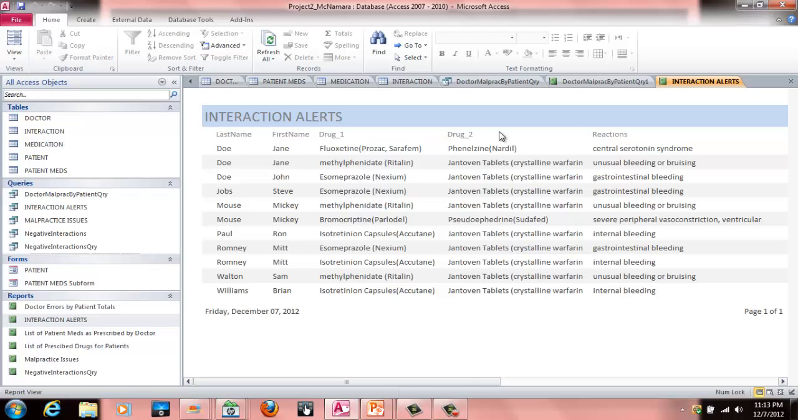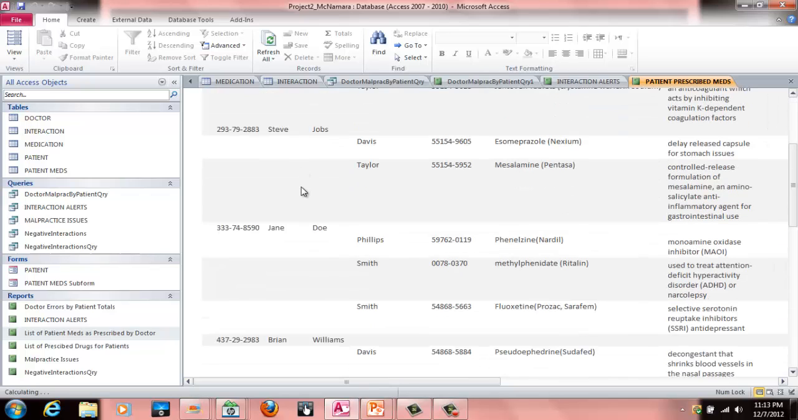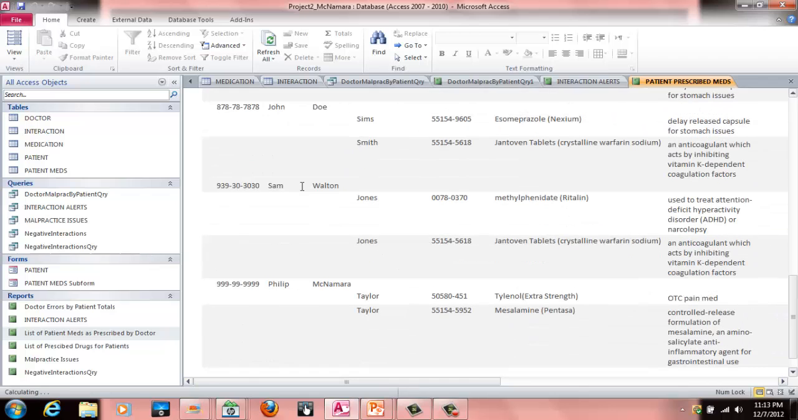As you can see, the drug 1 and drug 2 and the reactions of Jane Doe. She also has another reaction to her warfarin and Ritalin. And this is a simple form that lists all the patients that have been prescribed medications and what they have been prescribed, with a brief description and the doctor's name who prescribed them.